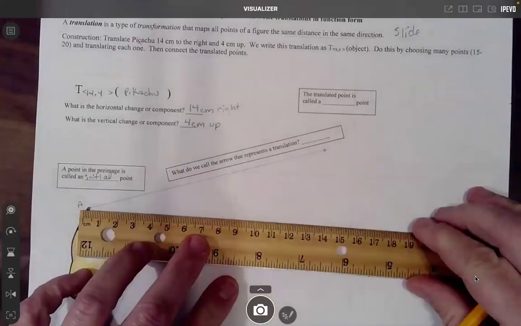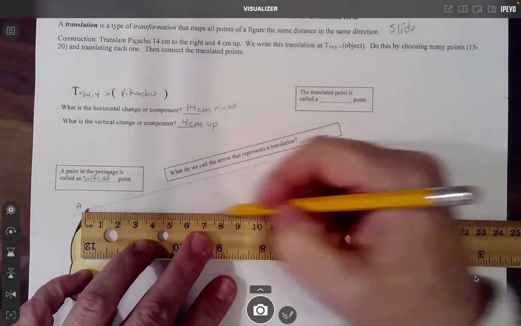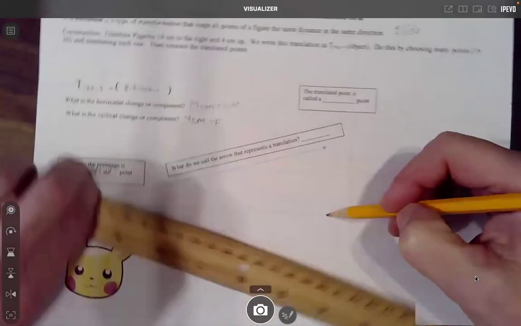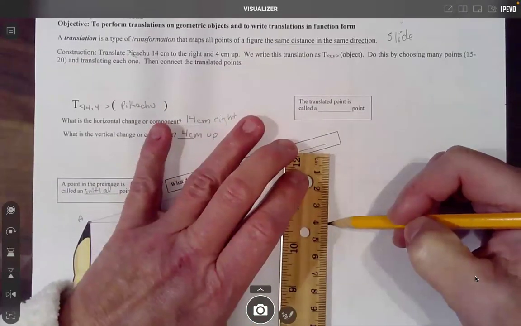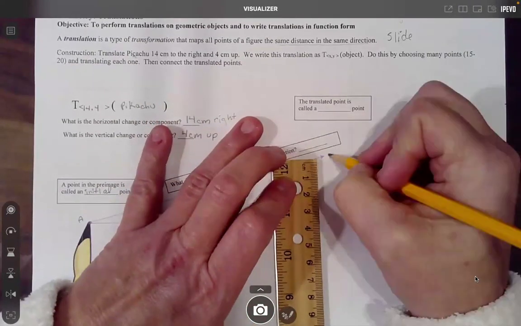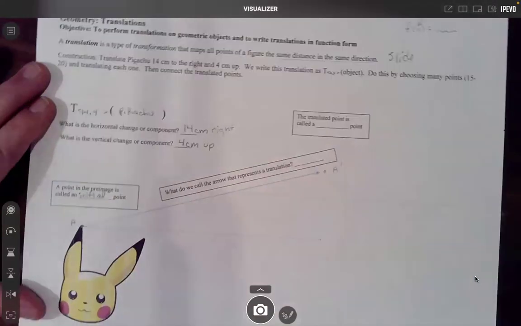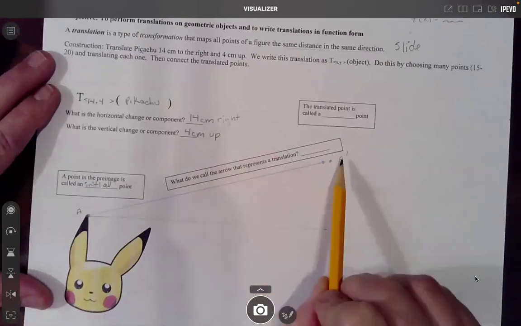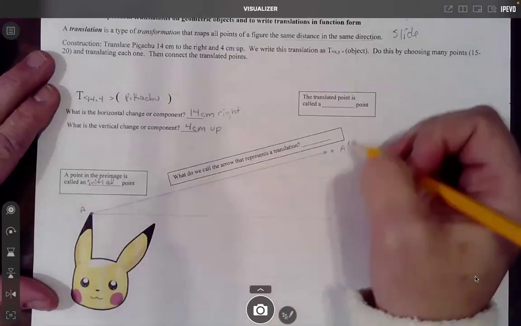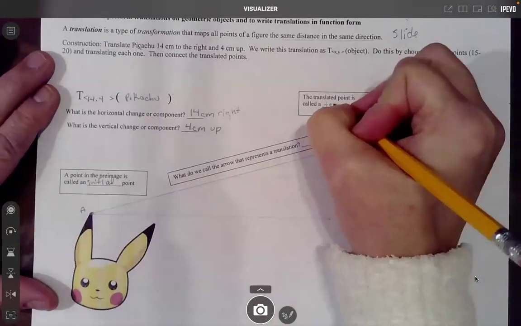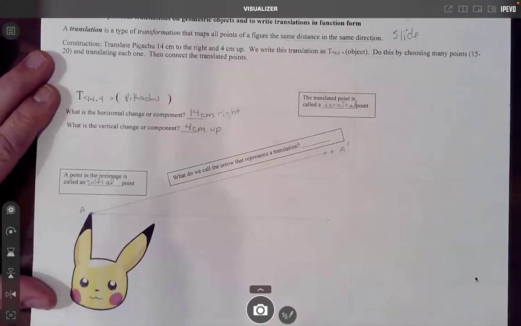and take your ruler, and you're going to move it 14 to the right. And then we're going to move it 4 units up. And here's my ending point. And we're going to label that A prime. We always use the same letter. The initial point is just the letter. The point that we get after the translation is called the terminal point, and that always has a prime.